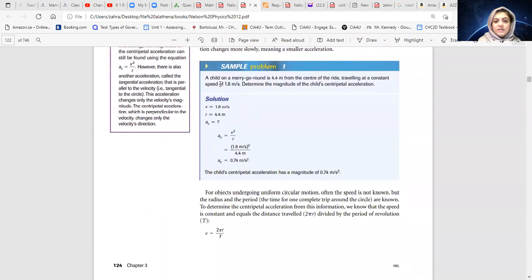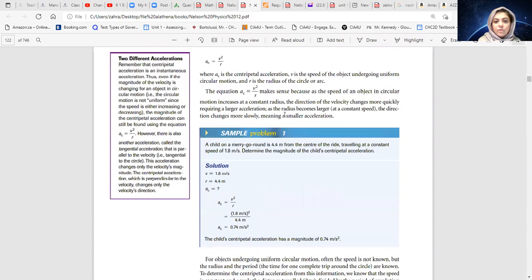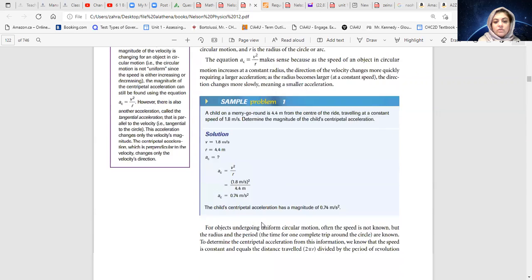Look at this question. A child on a merry-go-round is 4.4 meters from the center, traveling at constant speed 1.5 meters per second. So r is 4.4 meters and v is 1.5. What is the maximum centripetal acceleration? Of course, we have v and r, so we just do it and calculate that.